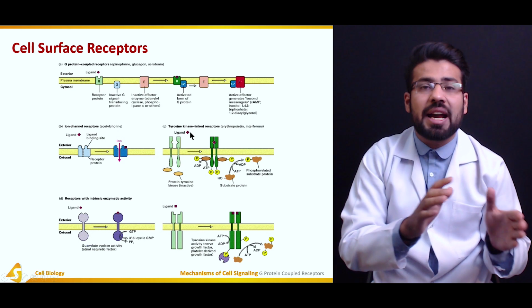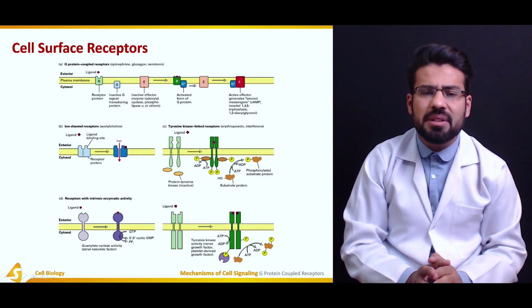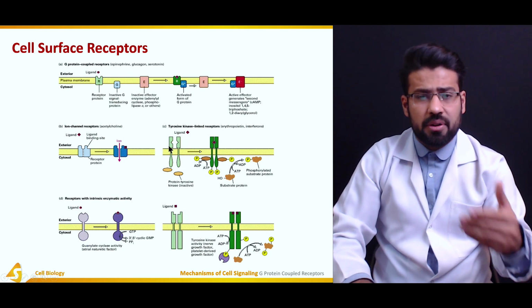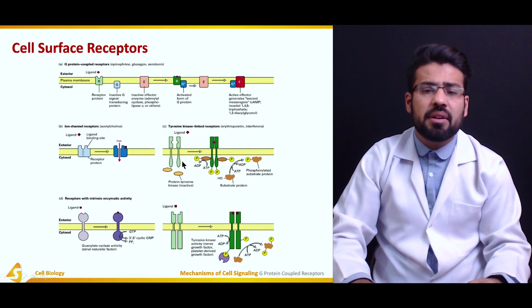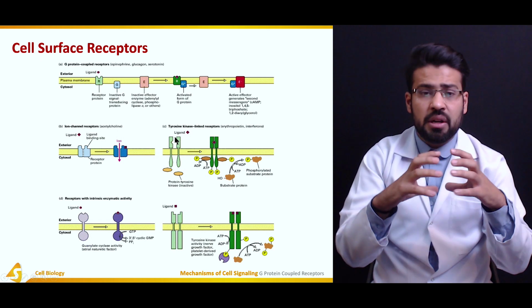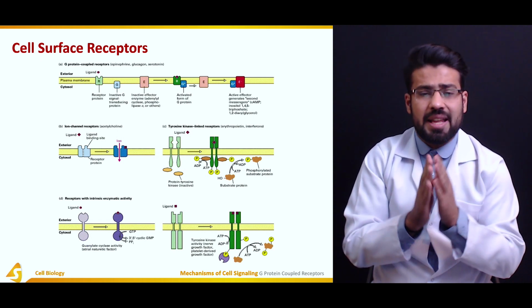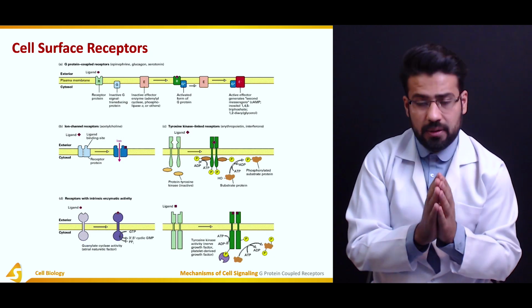We have tyrosine kinase linked receptors. In this case, there are two monomers of the receptor tyrosine kinase. When the ligand comes to these receptors, they form dimers, and these dimers are then activated.